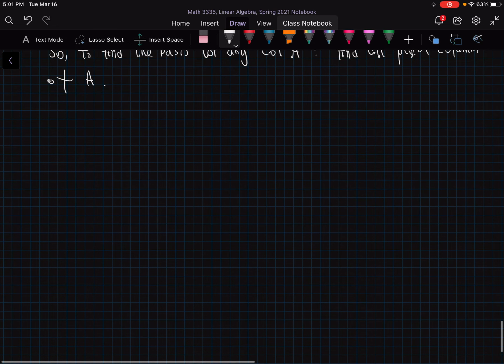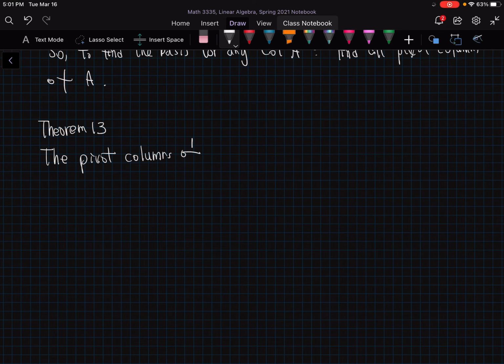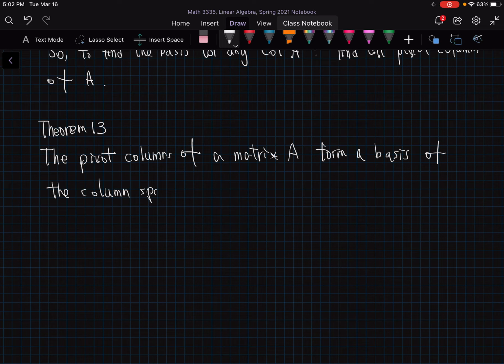All right, so I have a last theorem here, theorem 13. It says the pivot columns of a matrix A form a basis of the column space of A, which is called the column space A.